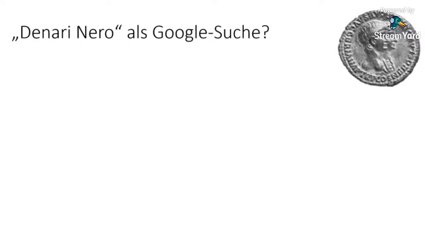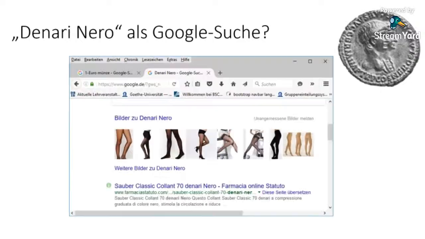Why it's so important that we are working on the semantic level. Here's one Google query I encountered when I was playing around with Google. So I had the Denarios. Here we see a Denarios of Nero together with his mother. And the funny thing, if you enter Denari and Nero as a Google search, you will end up seeing this, which is quite nice, but has nothing to do with the coins you intended to search.